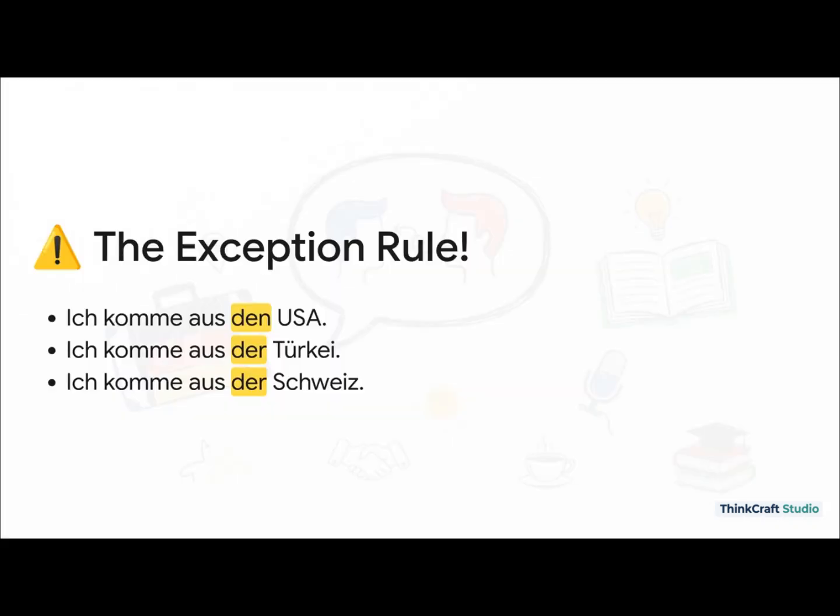And here's that little exception I was talking about. It's a small gotcha. While most countries just use aus and then the name, a few of them need a little extra word. So notice for the USA, it's aus den USA, and for Turkey, it's aus der Türkei. It's a tiny detail, I know, but getting it right makes you sound way more natural.